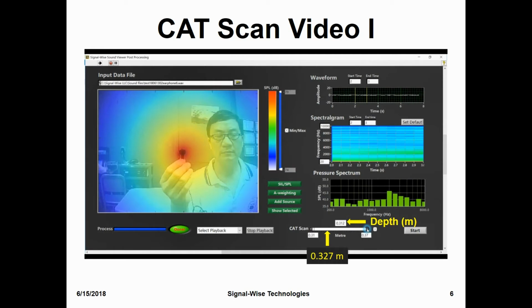Note the changes of sound pressure maps on the left side as the depth changes on the lower right corner. As scanning approaches the source, the focus of sound pressure map becomes sharper and sharper. Eventually, as scanning moves away from the source, the sound pressure map becomes out of focus. At 0.327 meter with respect to the center of the microphone array, the focus becomes the sharpest, which corresponds to the exact location of the earphone.